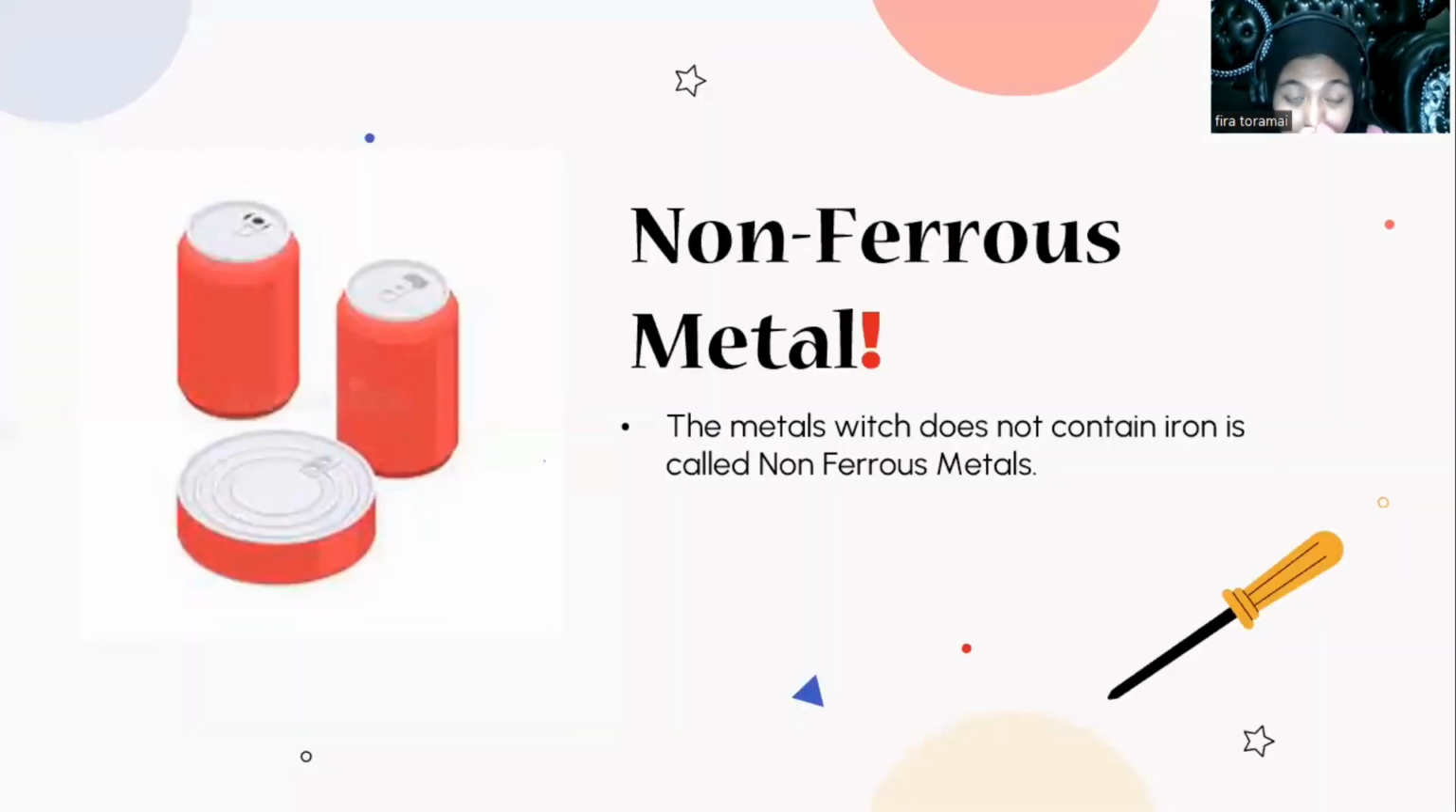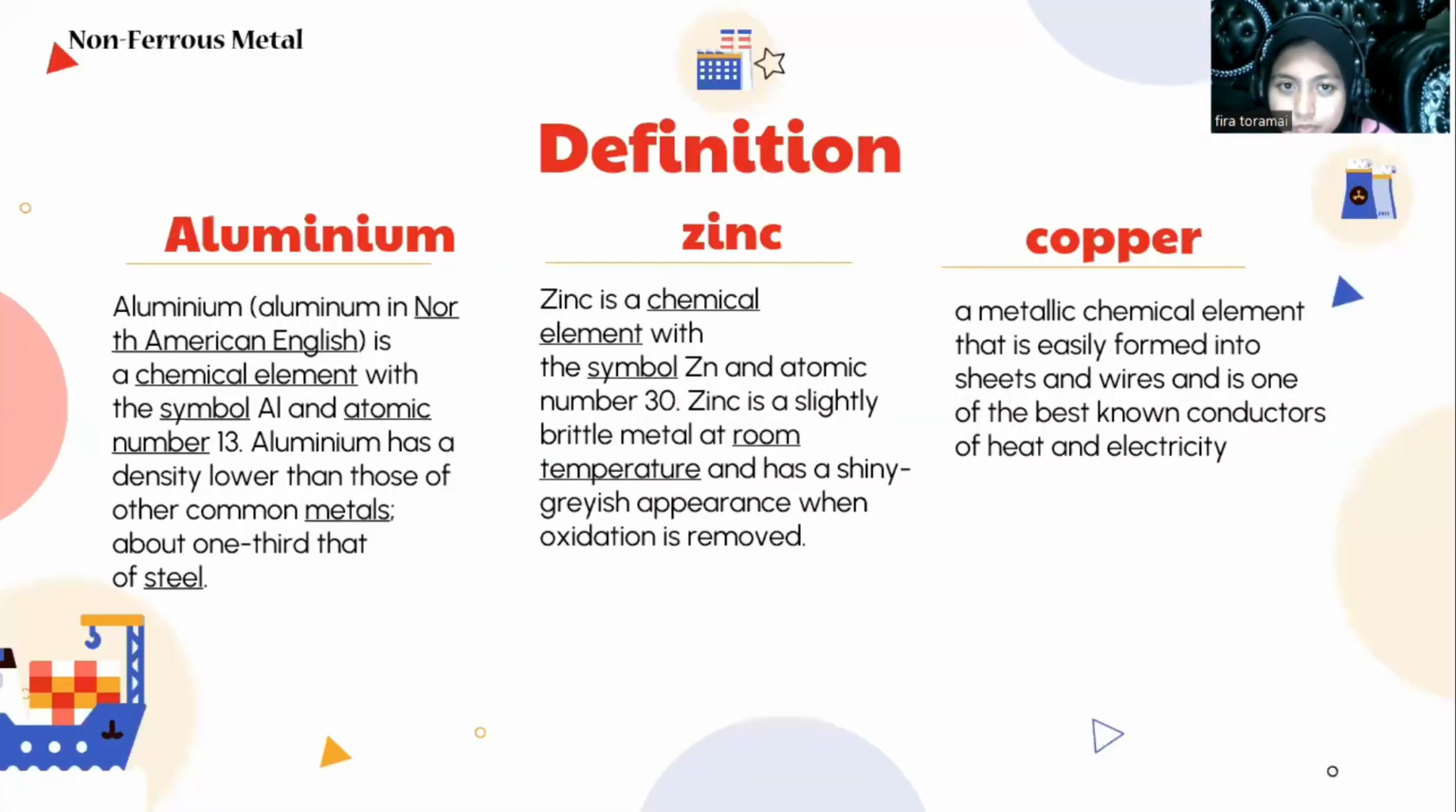Okay, so let's talk about non-ferrous metals. We have three examples of these non-ferrous metals. First is aluminium, second is zinc, and third is copper. So what is the definition of aluminium? Aluminium is the North American English spelling.